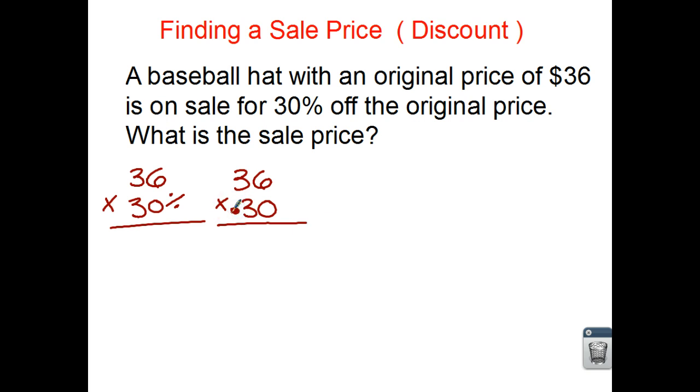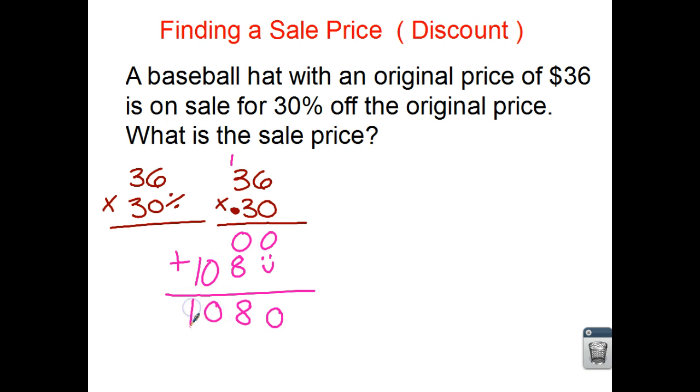Okay, so let's multiply. 6 times 0 is 0. 0 times 3 is 0. We put a little placeholder, a little smiley face for you. 3 times 6 is 18. 8 carry the 1. 3 times 3 is 9. Add the 1 is 10. Now let's make up for that decimal in our answer after we add it up. So we have 0 and a smiley face is 0. 0 and 8 is 8. And then we're ending up with our 0 and our 1.